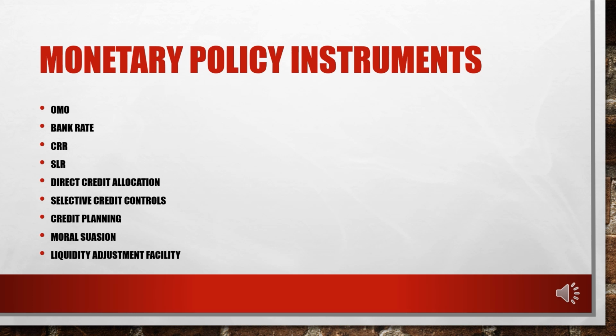So here, if your CRR is increasing, then the availability of money to the banks will go down. Then obviously your money supply will go down. If your CRR is less or declines, then the money available in the banks will go up, and the money supply goes up. This is the way the central bank, RBI, changes the cash reserve ratio to control the money supply.